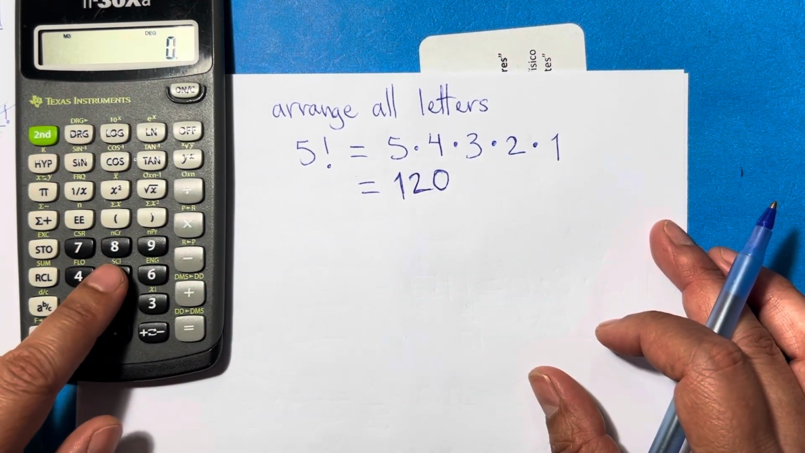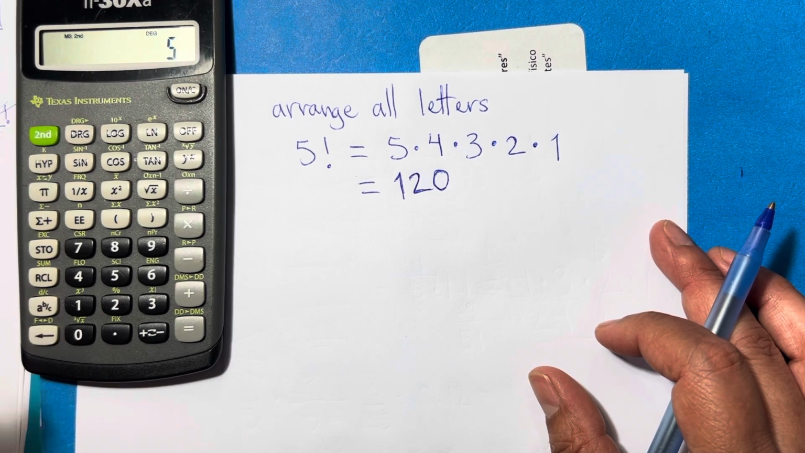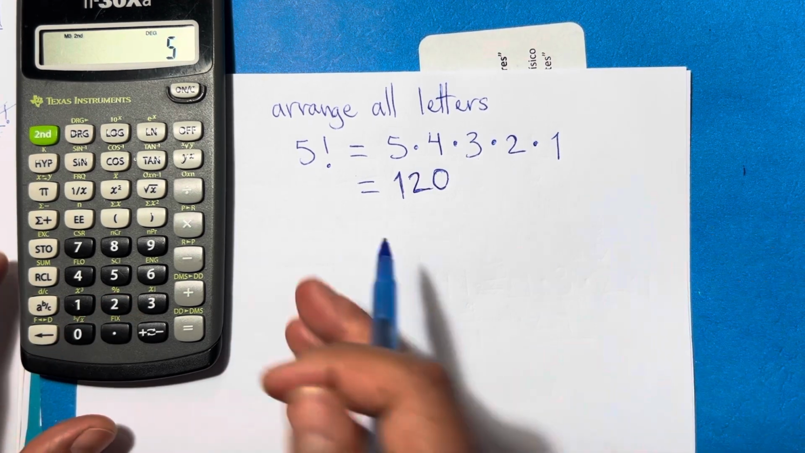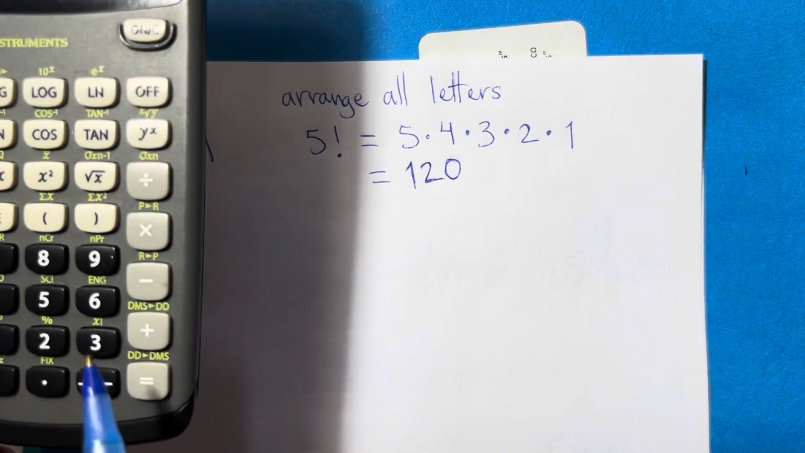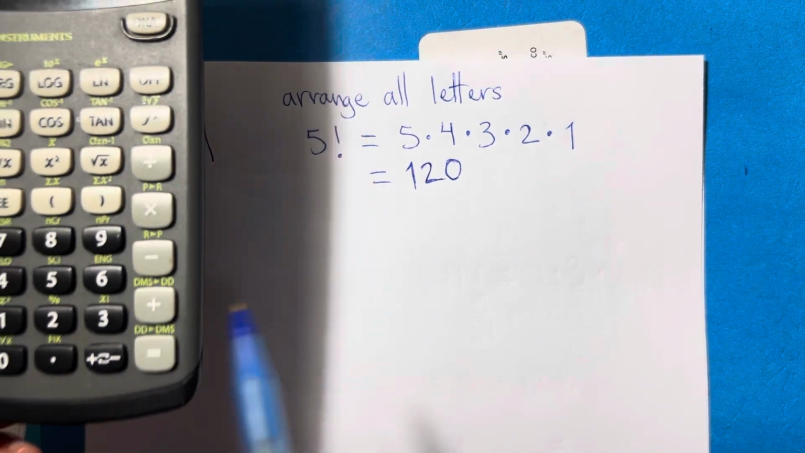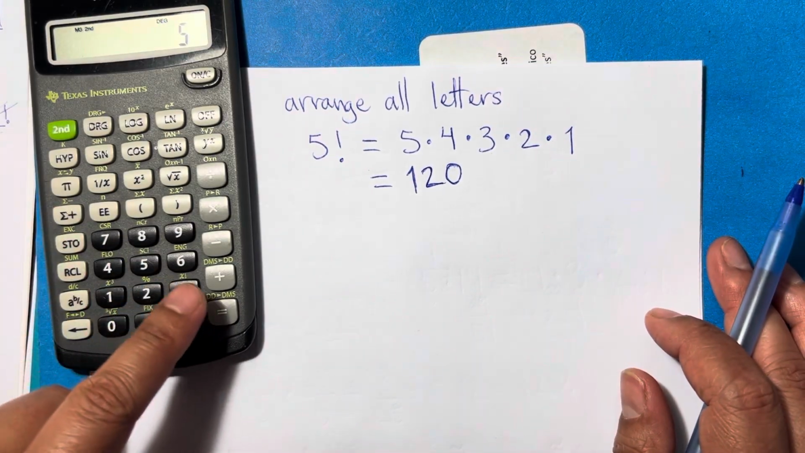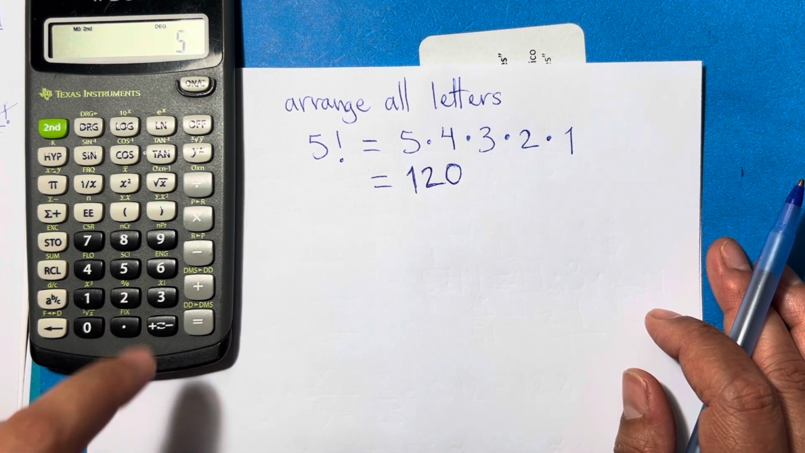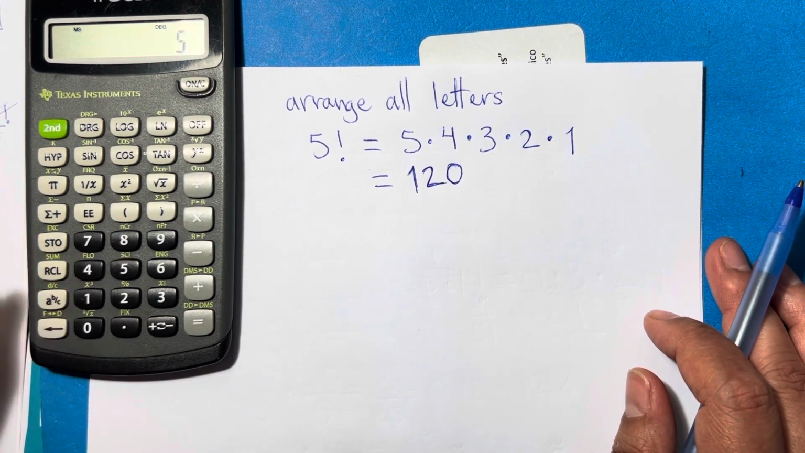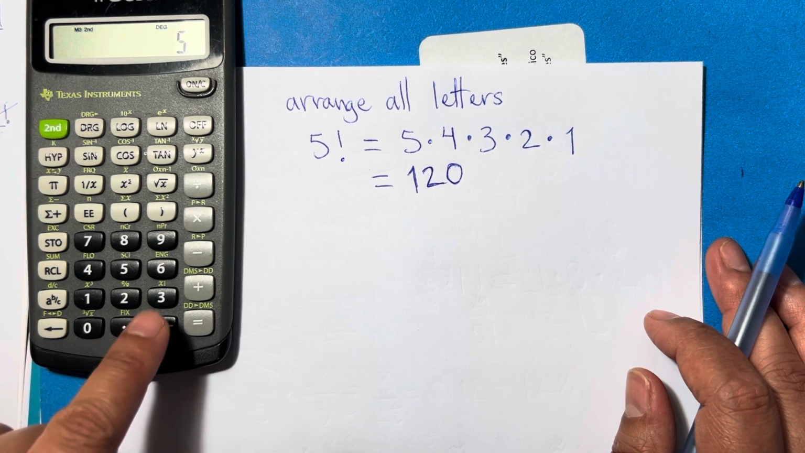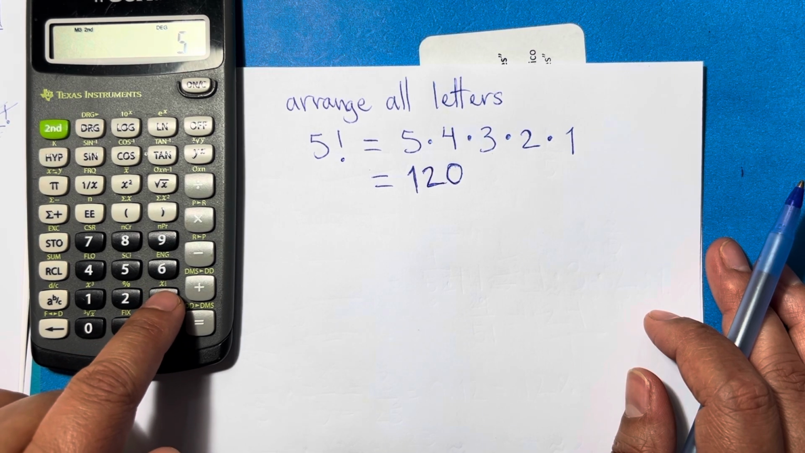Again, 5, second function, and then there is something in there. Let me see if I can show you. It says x factorial. Not all the calculators have it right in there. Okay, so it's 5, second function, and then the x factorial is back there.